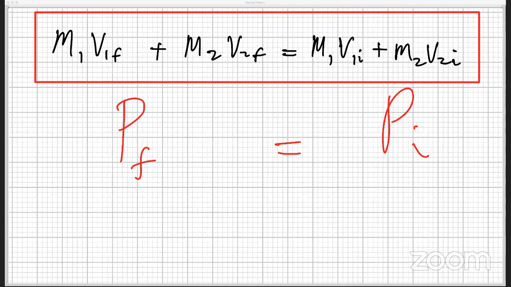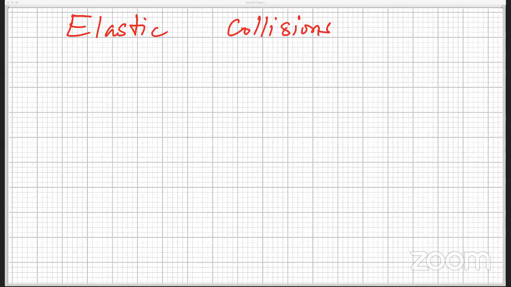Now, there are 2 types of collisions. Collisions are broadly classified into 2 types. There is elastic and inelastic. Elastic collisions are collisions during which kinetic energy is conserved.